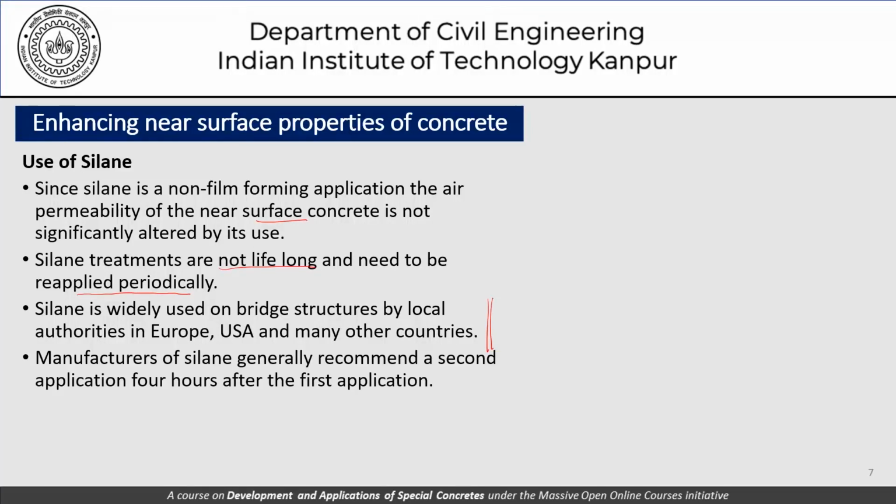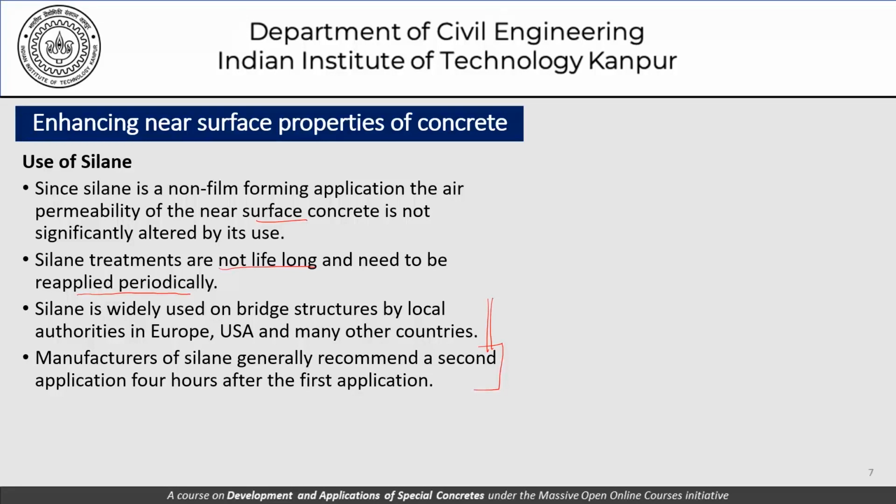Manufacturers of Silane generally recommend a second application 4 hours after the first application. So what's being suggested is that a coat is applied and then a second coat is applied after whatever absorption or something that has to occur in the initial period. Then you apply a second coat just to be sure that you have been able to accomplish the purpose that you want.